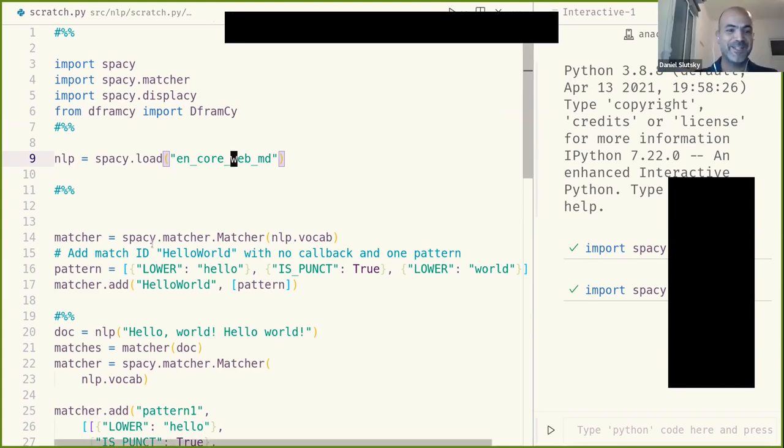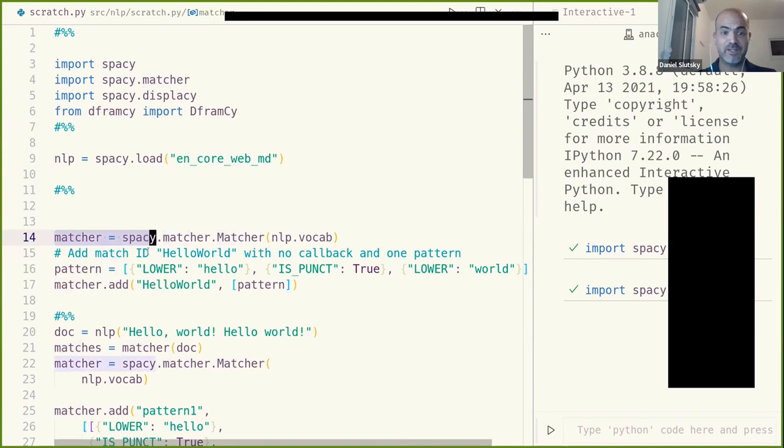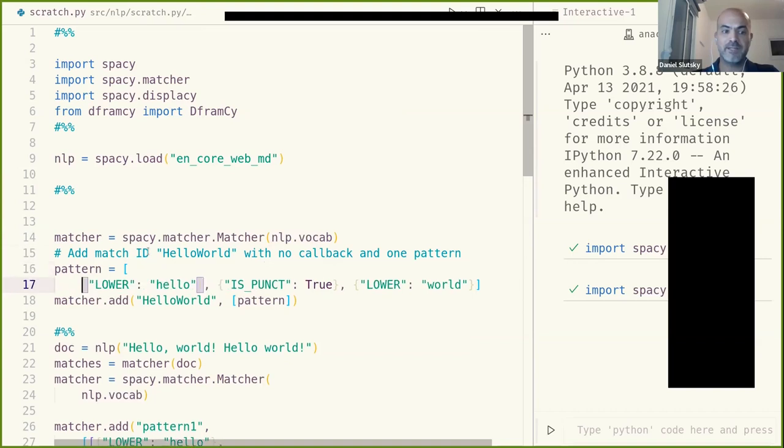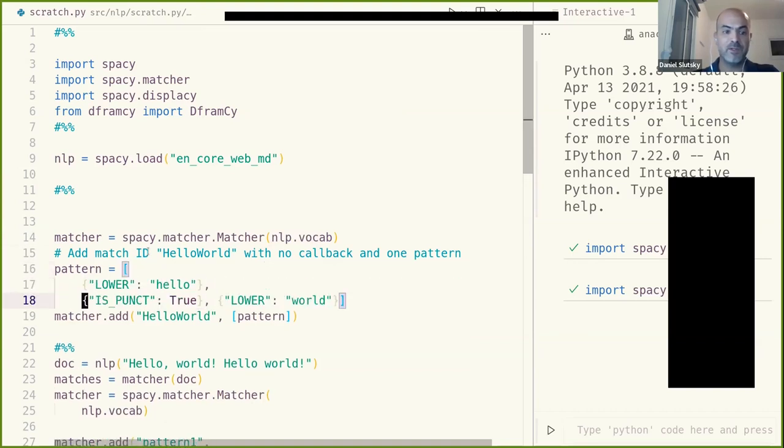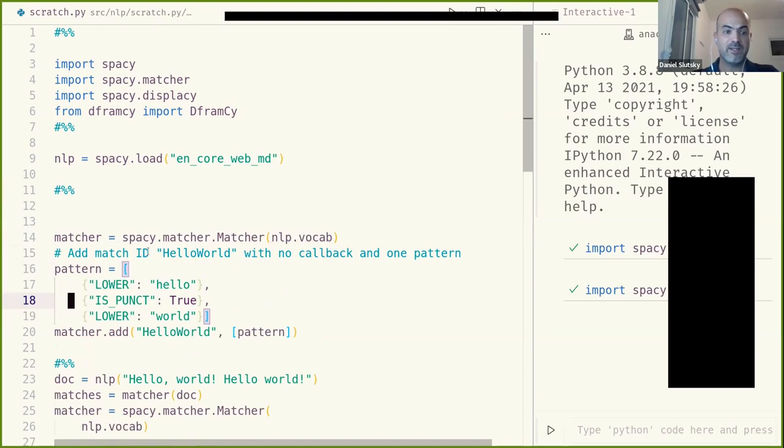Perfect. Thank you so much for this. Yeah, and so you see now we create a certain Python object called a matcher, which depends on the vocabulary of the knowledge base we have just loaded. And we can use this matcher to match for certain patterns in texts. So for example, here we can define a certain pattern we may call hello world.